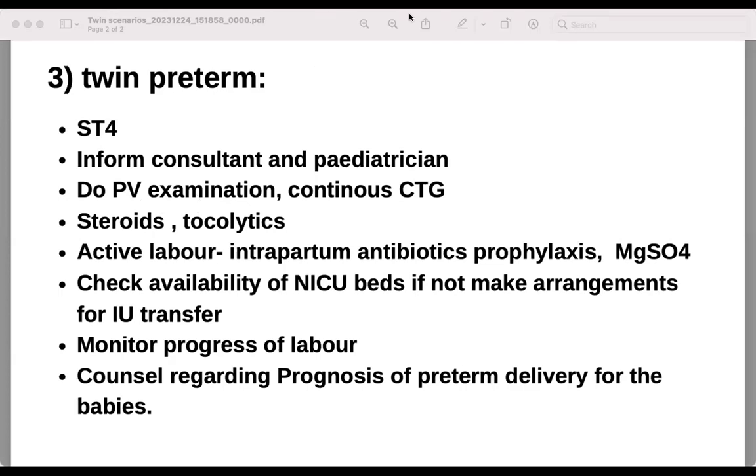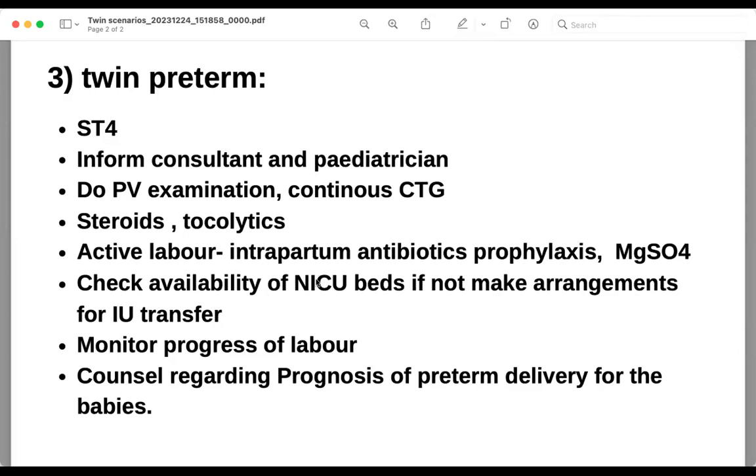Assessment first: you have to rely on the clinical management of preterm labor, or the clinical diagnosis. Secondly, you need to go for continuous CTG, steroids and tocolysis if it is indicated according to the situation. And in active labor, intrapartum antibiotic prophylaxis, like any case of preterm, right?